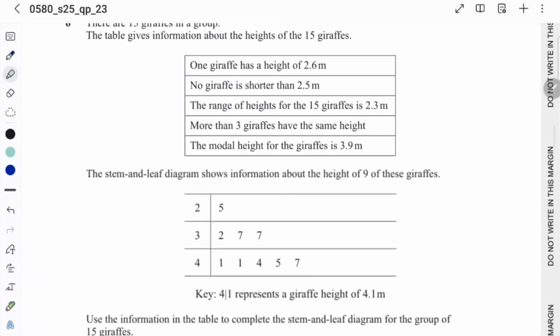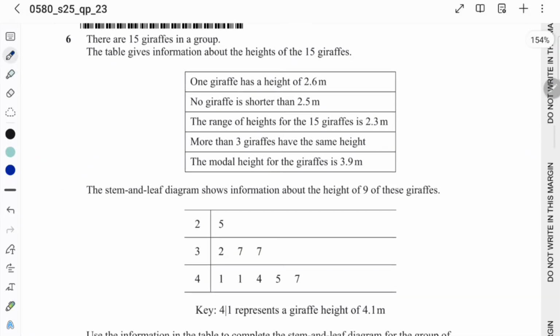All right, so we have done this question. I hope you understood. Now question number 6. In this question, there are 15 giraffes, and in a group, the table gives information about the heights of the 15 giraffes. It means that all your data is of 15 entries. Okay, so this is the stem and leaf diagram. You can see also it's incomplete. So now we are going to complete it.